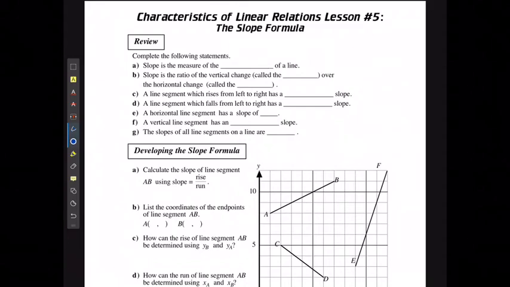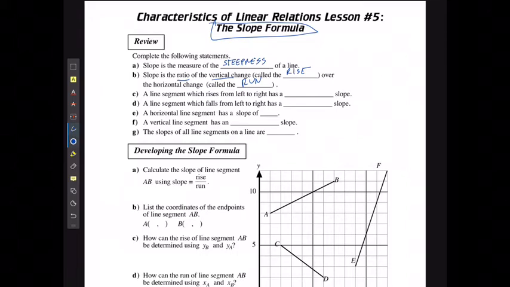Okay, so we learned about the slopes of lines in the last lesson. Now we're going to take a look at the slope formula. So we know that the slope is going to be the measure of the steepness of a line. The slope is a ratio of the vertical change, which we call the rise, over the horizontal change, which we call the run.